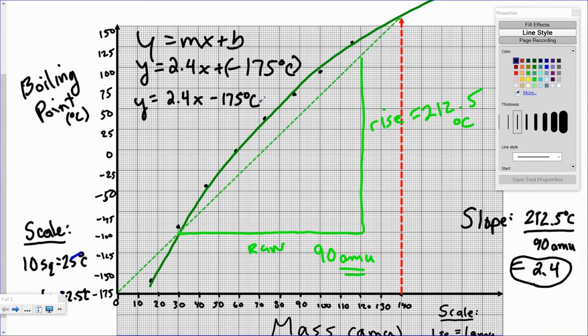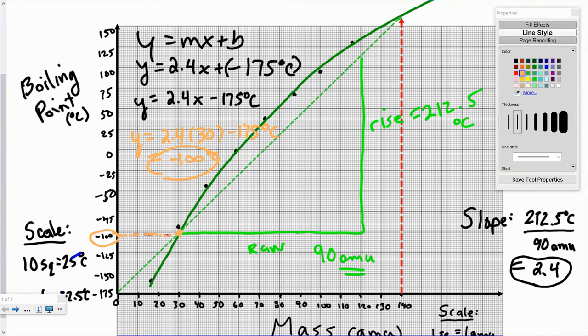So to demonstrate how this might look, let's take a look at a random data point here. Let's pick this point. It's right here. So at 30 AMUs, the boiling point is roughly 100 degrees below zero. So if we have y is equal to 2.4 and our x value of 30 minus 175 degrees C is about minus 100 degrees C, which is what we see right here.